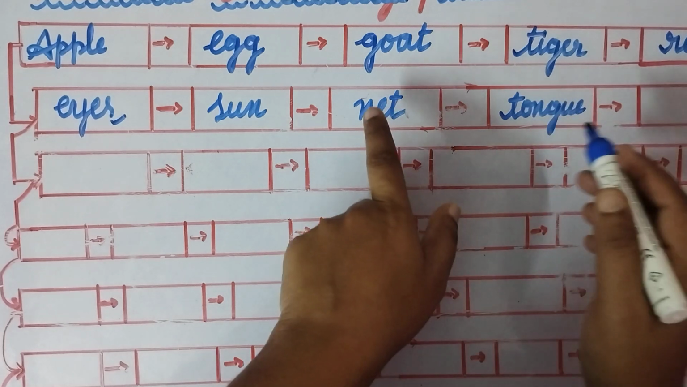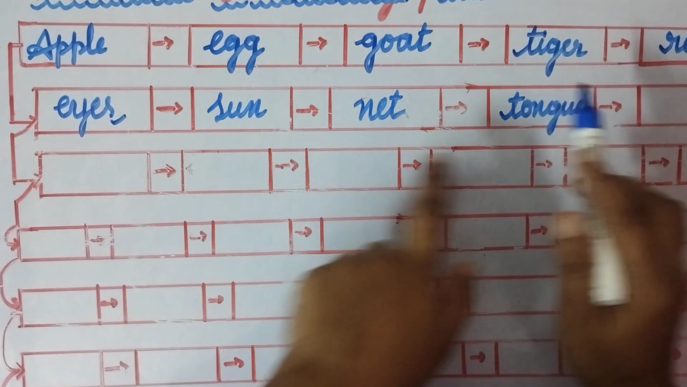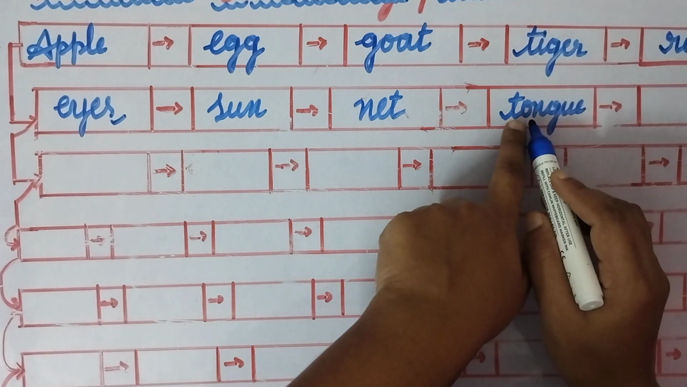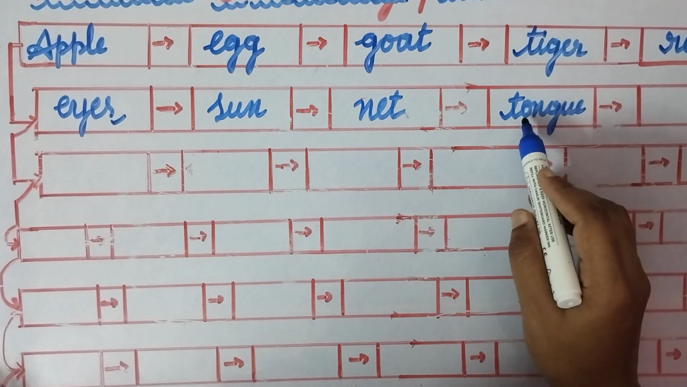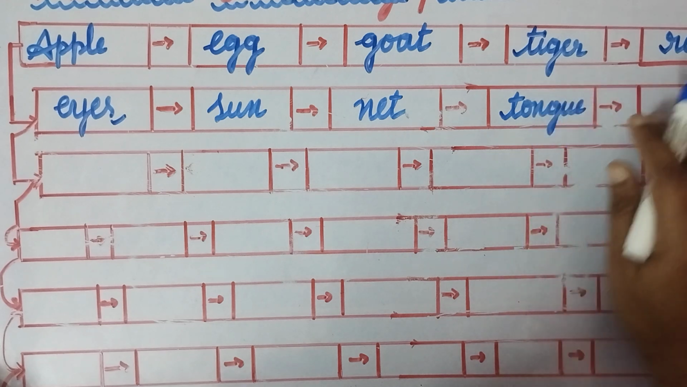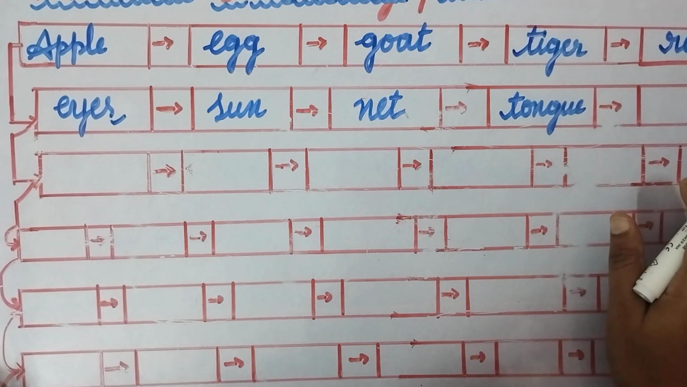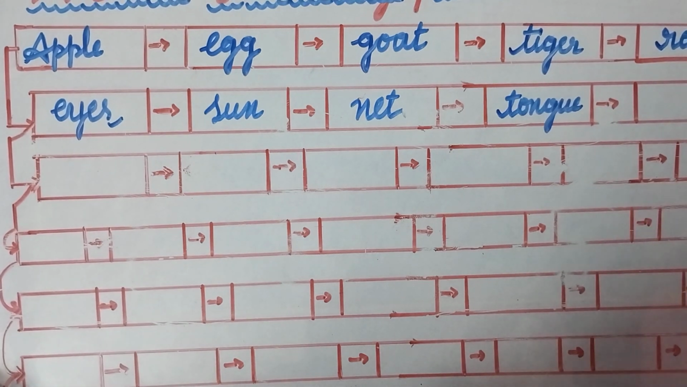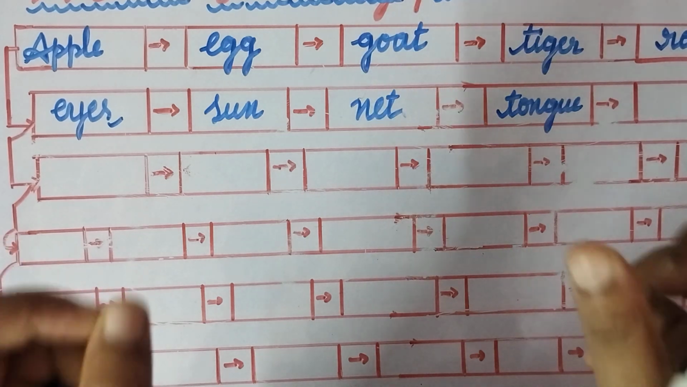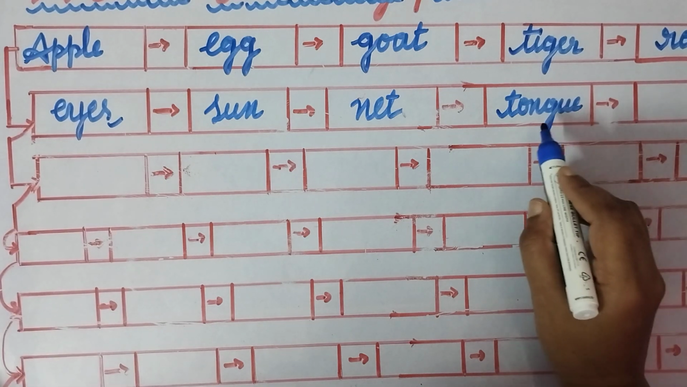If we make one word wrong, all the following words are wrong. For example, if I wrote T-O-G-U for tongue, then whatever letters I wrote further are all wrong, so we lose the game. That's why be careful, children. Select easy words whose perfect spelling you already know.